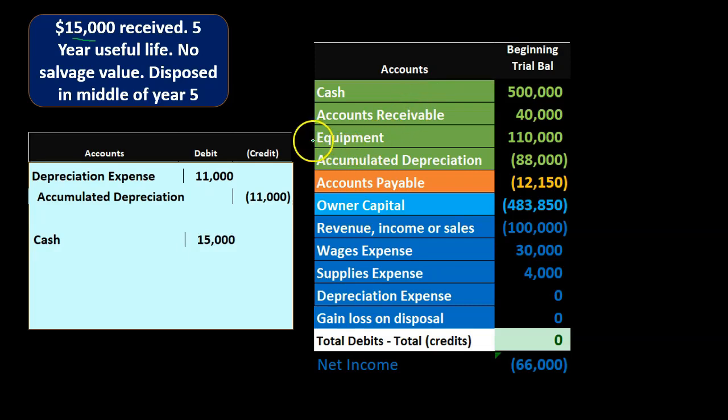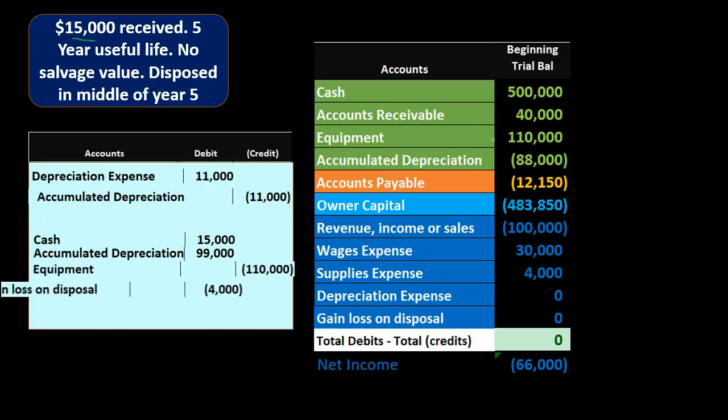Then we need to take the equipment and the accumulated depreciation off the books. So the accumulated depreciation, remember, it has a credit balance, and it's really 99 at this time, the 88,000 plus the 11,000, or 99. It has a credit balance. We're going to take it off the books, doing the opposite thing to it, a debit. The equipment is on the books for 110,000, debit. We're going to take it off the books by doing the opposite thing to it, a credit. And then the difference is going to be 4,000.